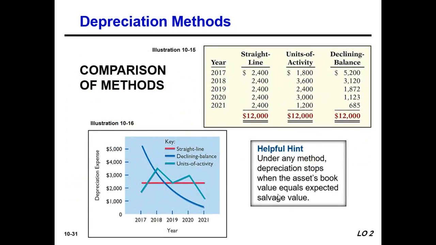So these are the three methods as a comparison. You can see straight line. This is the annual depreciation which you have to record under each method. Straight line is the same, unit of activity method depreciation varies. Declining balance method depreciation is higher in the beginning, but the total depreciation is the same. Sorry, so total depreciation over the useful life of the asset remains the same.